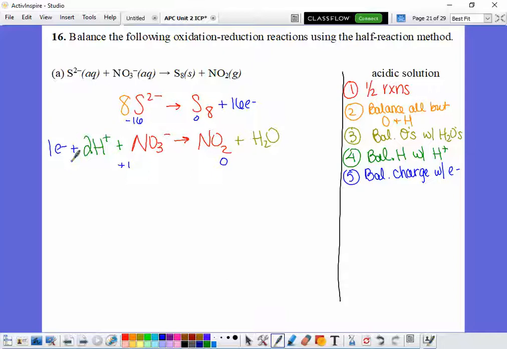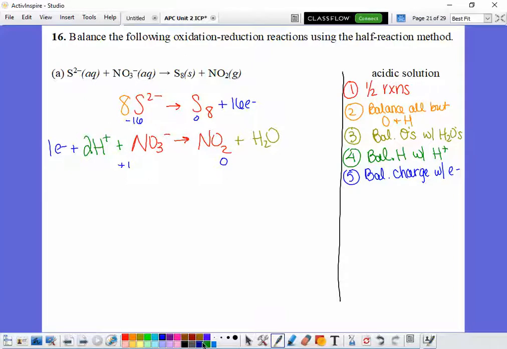When you get to this point, if you have electrons being added to the same side of both half reactions, you've done something wrong. Okay? Because that means that both of them are being oxidized or both of them are being reduced, and that doesn't happen. Okay? So it's a good check along the way.